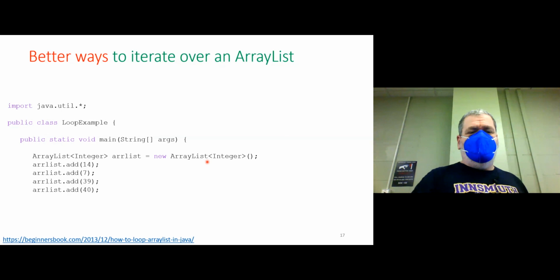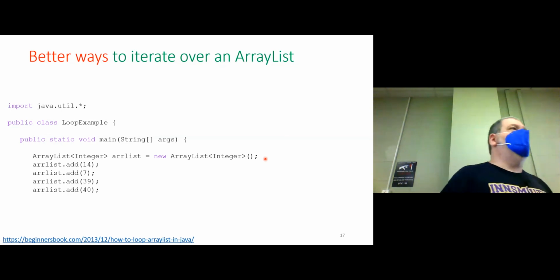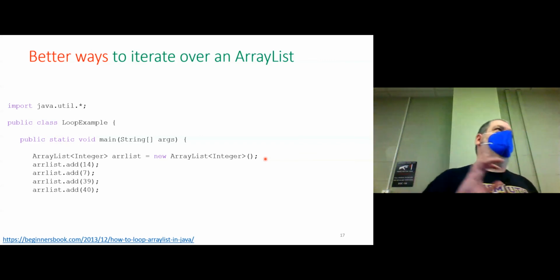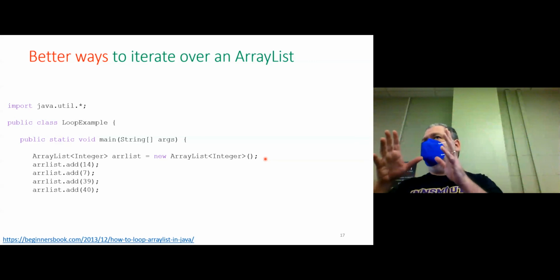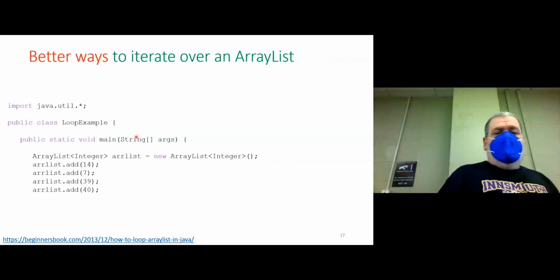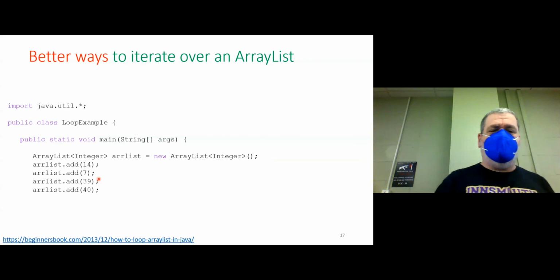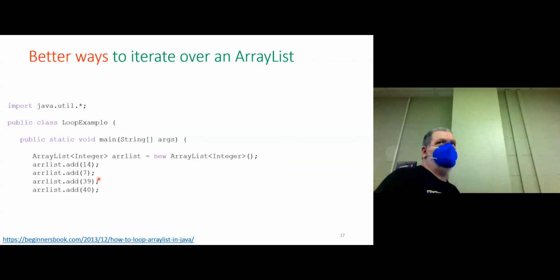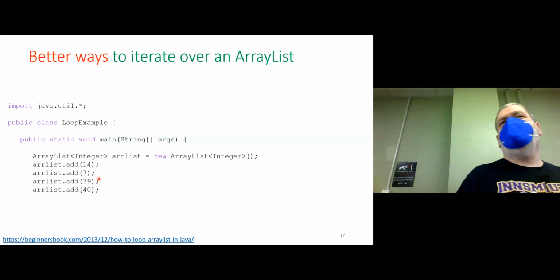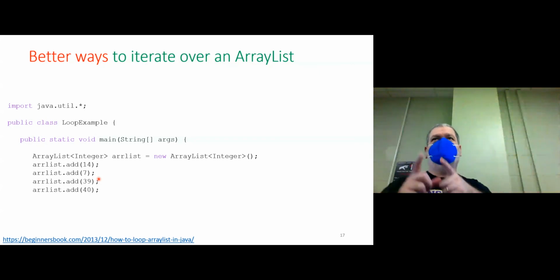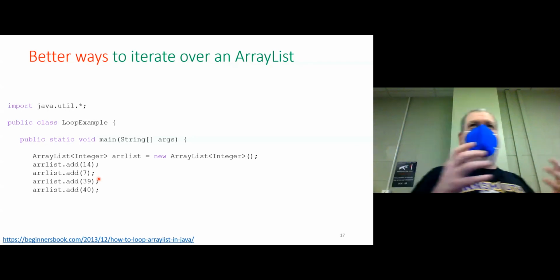So here, I'm creating a new array list of integer. Again, repeat of the big warning, you cannot have array list of primitive data types. So I can never have between those angular brackets int, float, boolean, double, char, etc. Okay? So here I have to go to the wrapper class, Integer, and I add the values 14, 7, 39, and 40, which are not Integer. So what's happening here? You guys remember? It's like that typecasting. Yes.